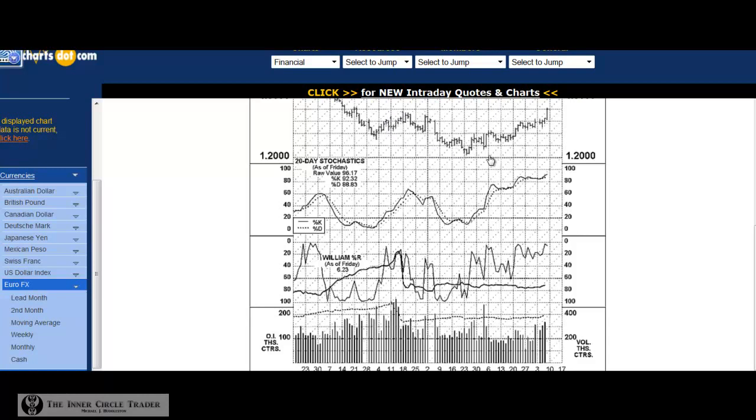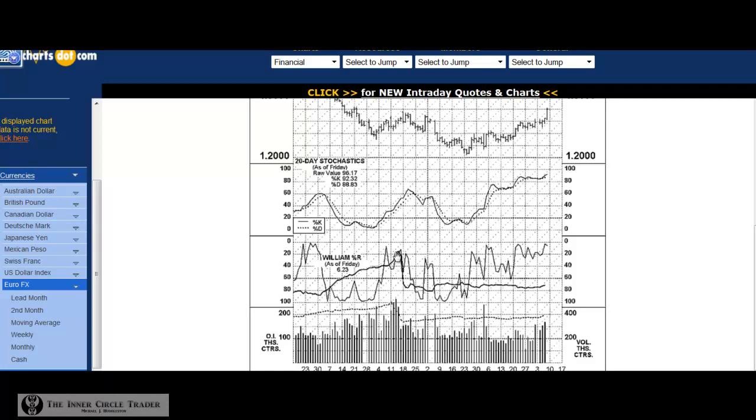Now, I tweeted that this presentation would give you the insight on finding 500 pip price swings, and I'm not exaggerating when I say that. I want you to go back over and look at how much the market moved in the dollar. I want you to look at how much the market has moved in the British pound, and now we're going to look at the euro.